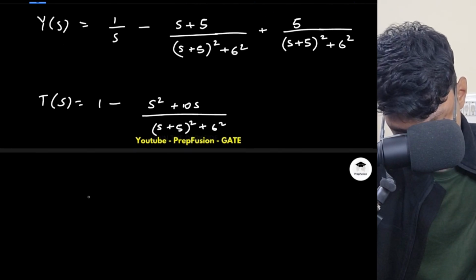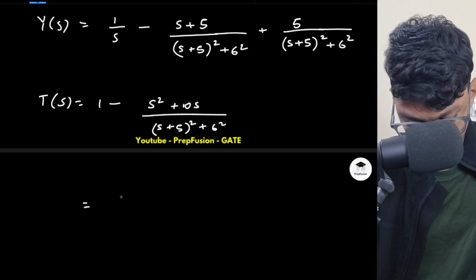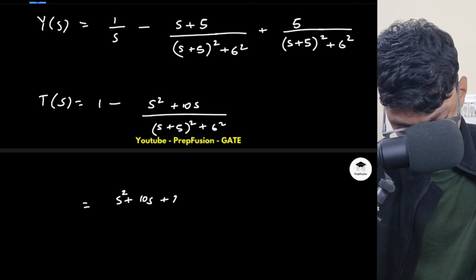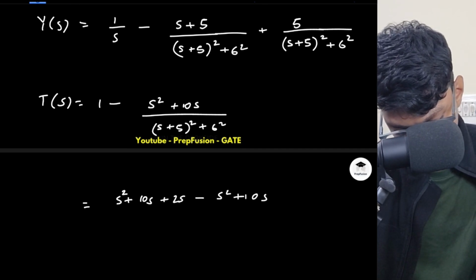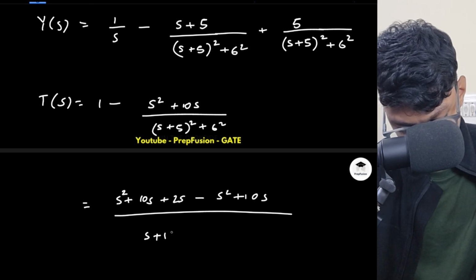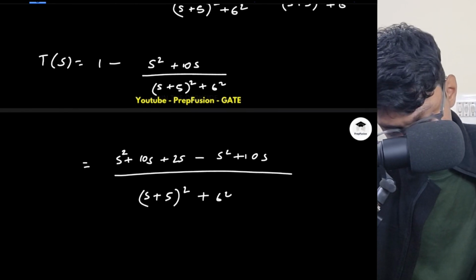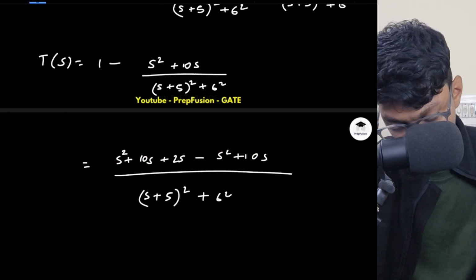My transfer function will be, 1 is getting subtracted here, so it will be s plus 5 whole square. So it will be s square plus 10s plus 25 minus s square plus 10s, divided by s plus 5 whole square plus 6 square. So ultimately this s square plus 10s gets cancelled, only 25 is left at the top.